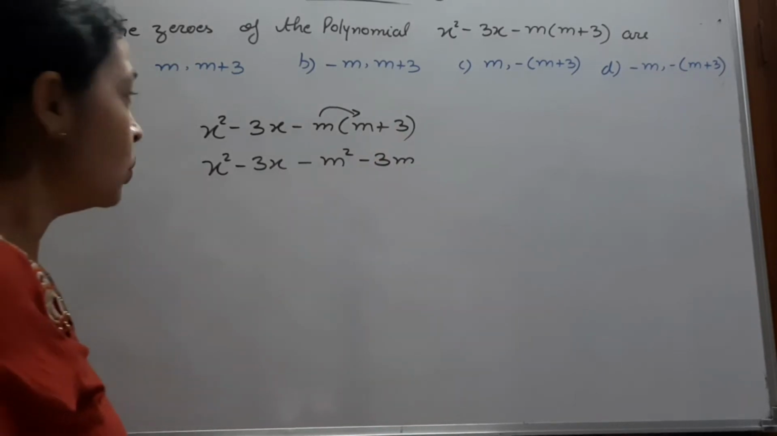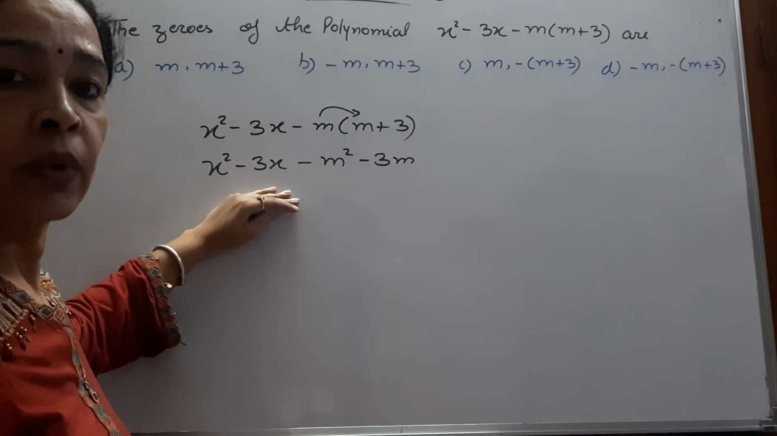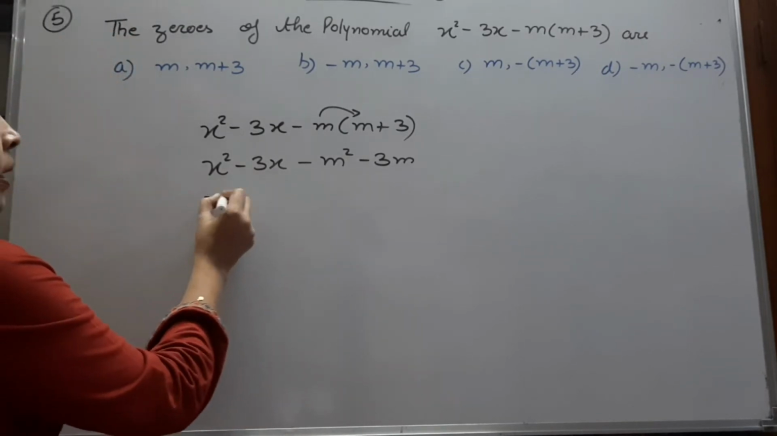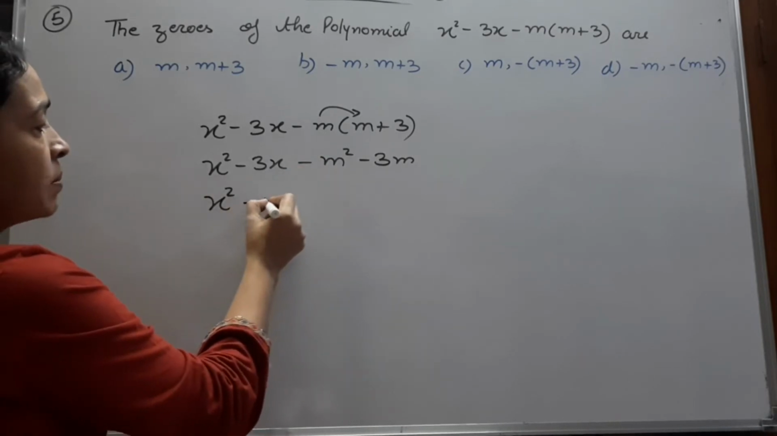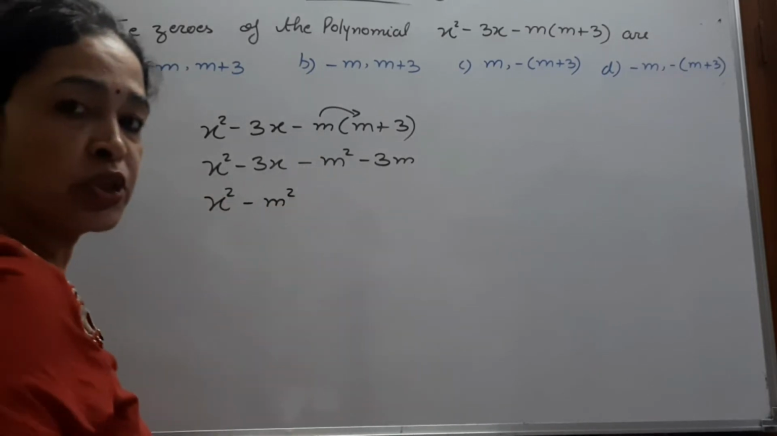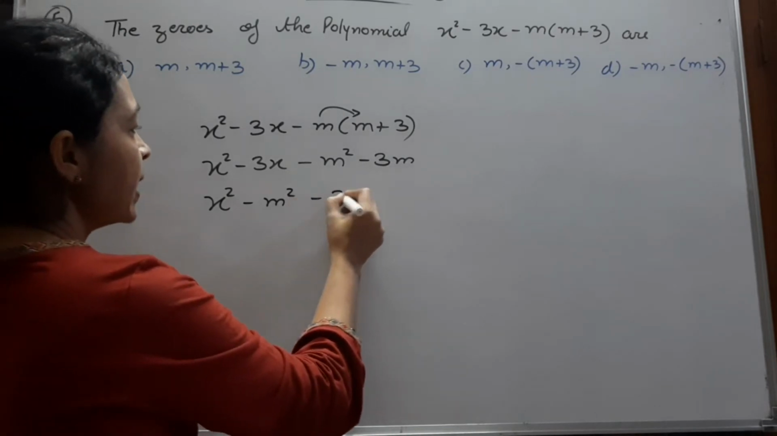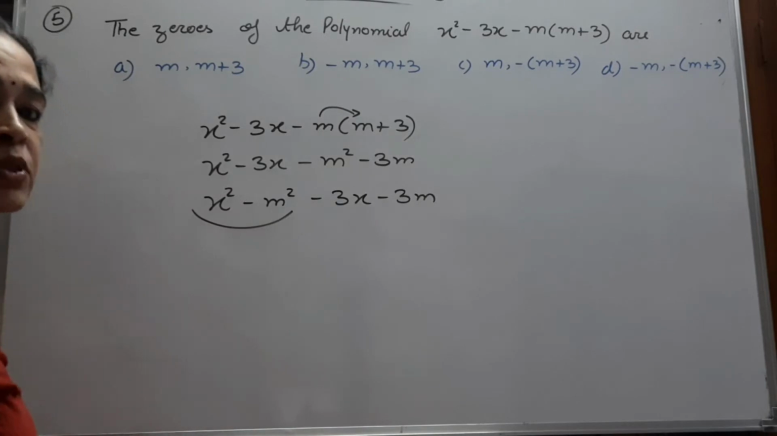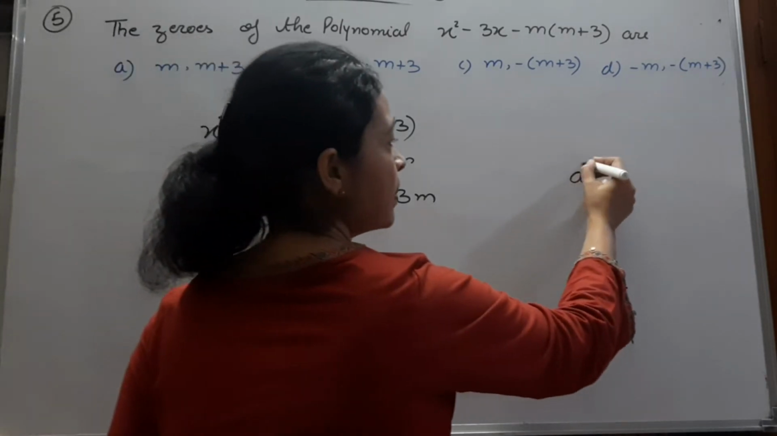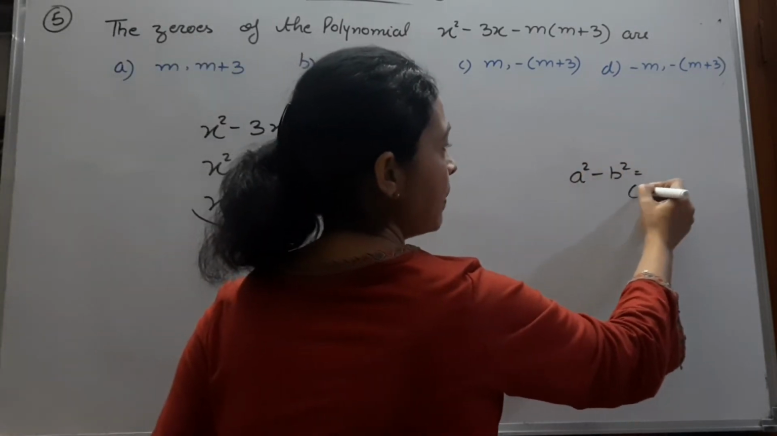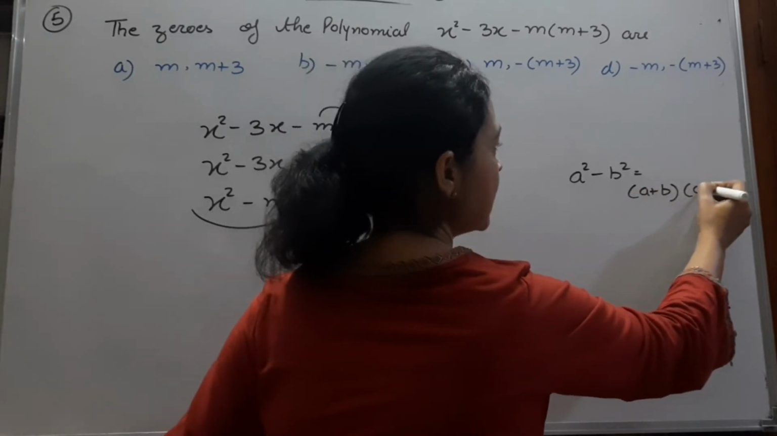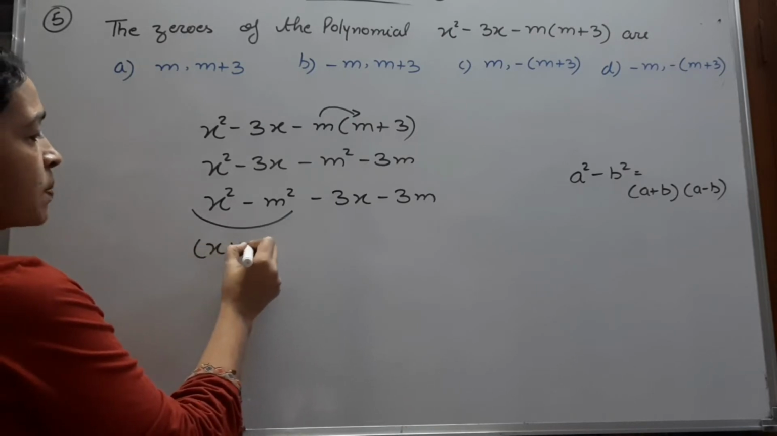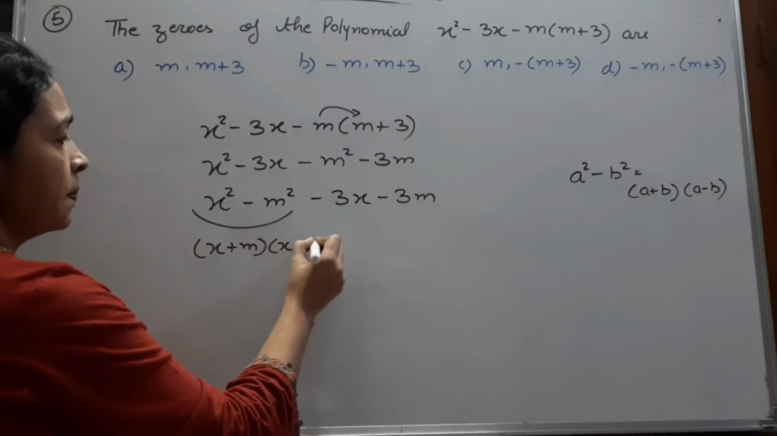Now, we have to either split the middle term, or how can we find the factors to get the zeros? X square, take m square. We will change the position of our terms: x square minus m square, minus 3x and minus 3m. A whole square minus b whole square is a plus b, a minus b. So x square minus m square can be written as x plus m, x minus m.